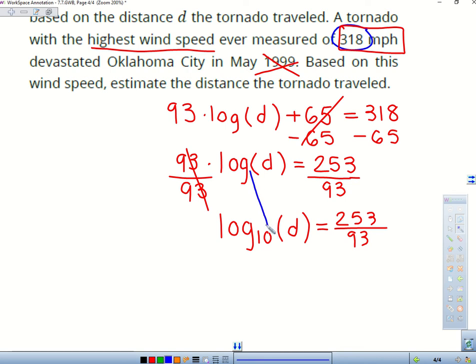Why was I able to just put a 10 here as the base? Because that's the automatic base when there's no base. Exactly, implied base. So now we can use the arrows, the recycling symbol. 10 to the power of this.